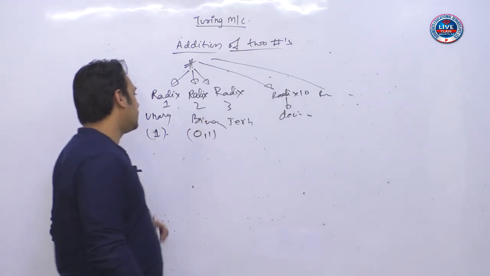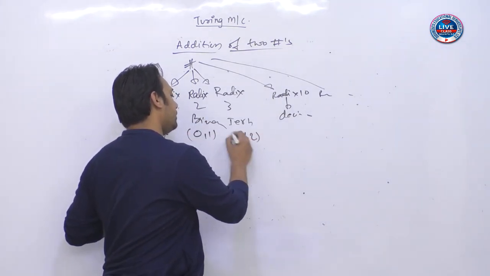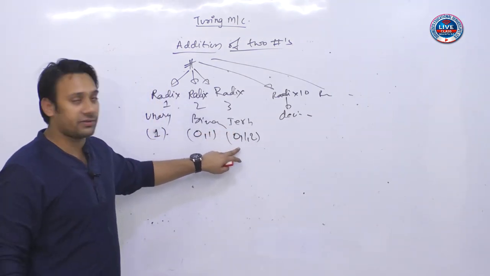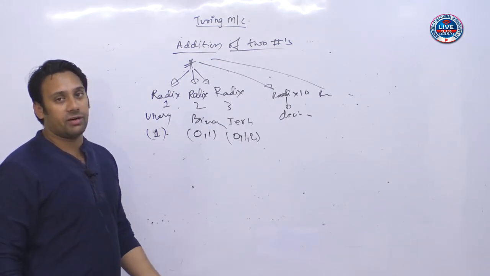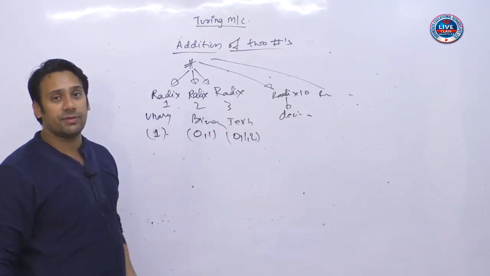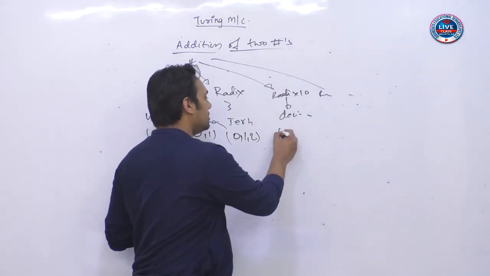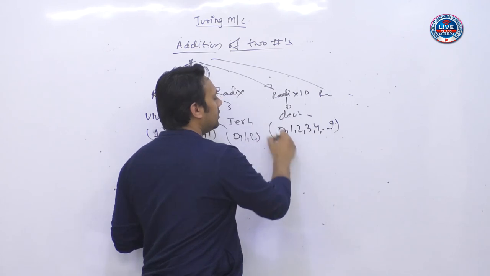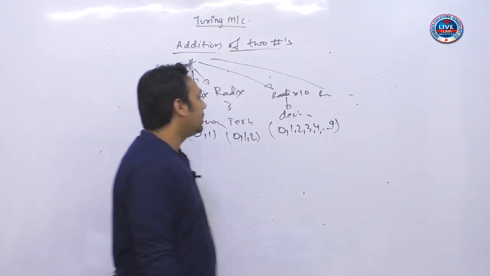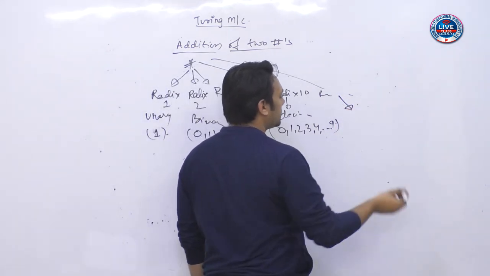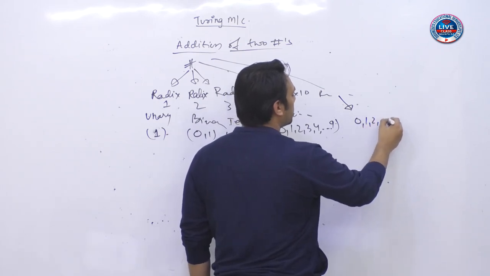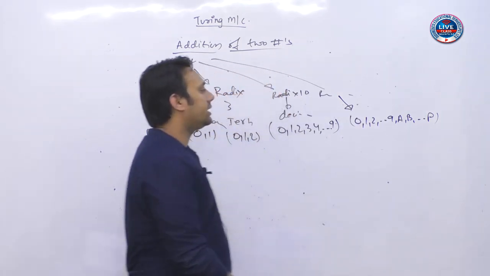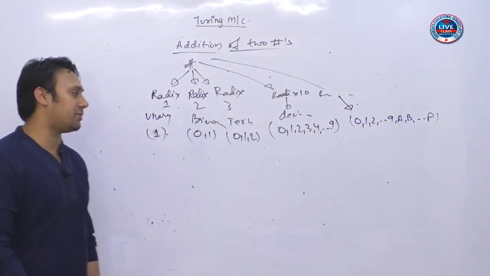In ternary, we have three symbols. In quinary number, we have five symbols. In decimal numbers, we have 10 symbols. So symbols are 0, 1, 2, 3, 4, up to so on, 9. So in decimal, you have 10 symbols. In case of hexadecimal, you have 16 symbols. 0, 1, 2, up to so on, 9, A, B, up to so on, F. So here, in case of hexadecimal, you have 16 symbols.